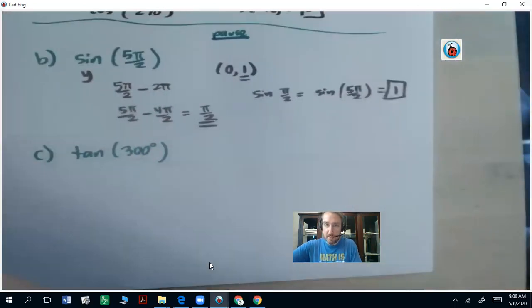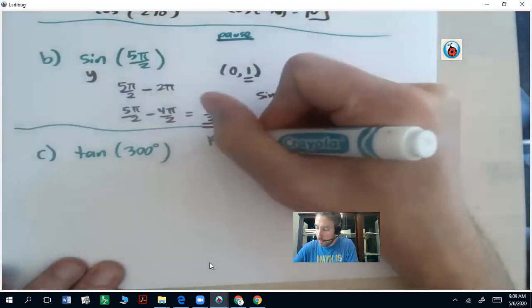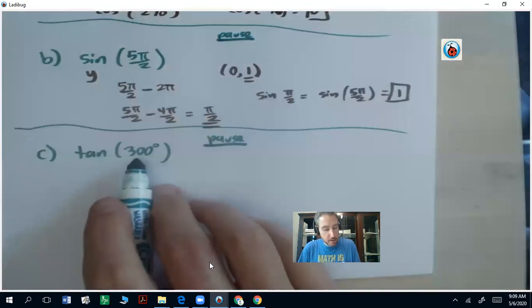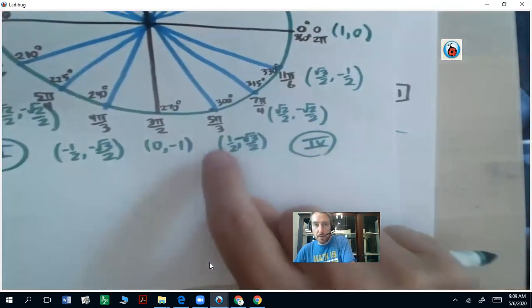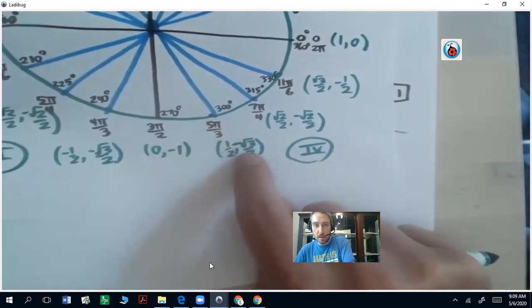Last one, tan of 300. Again, pause this and try it on your own if you haven't, and you can unpause when you check it. All right, 300 is on the unit circle, so let's see where 300 is. 300 is at 5 pi over 3. That coordinate is 1/2, comma, negative square root of 3 over 2.